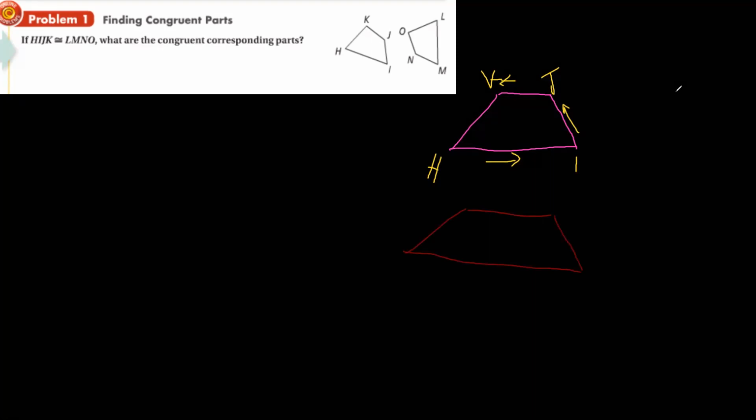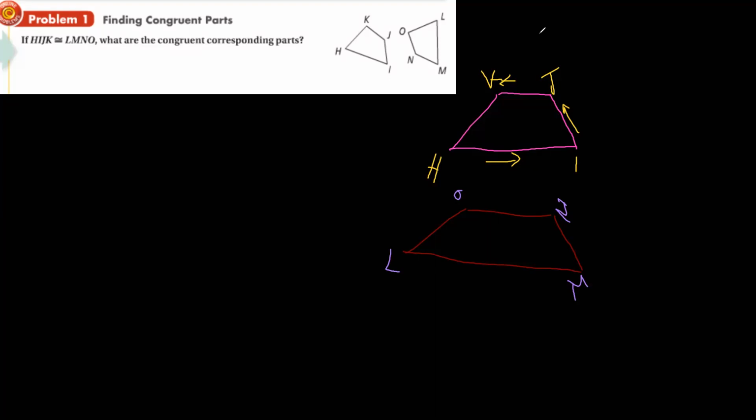for the second one, you also have to order the letters. Look here, L, M, N, and O. Where's L? As you see from here, L is here, so L, M, N, and O. These are the names of the shapes. The first one is H-I-J-K, and the second one is L-M-N-O.